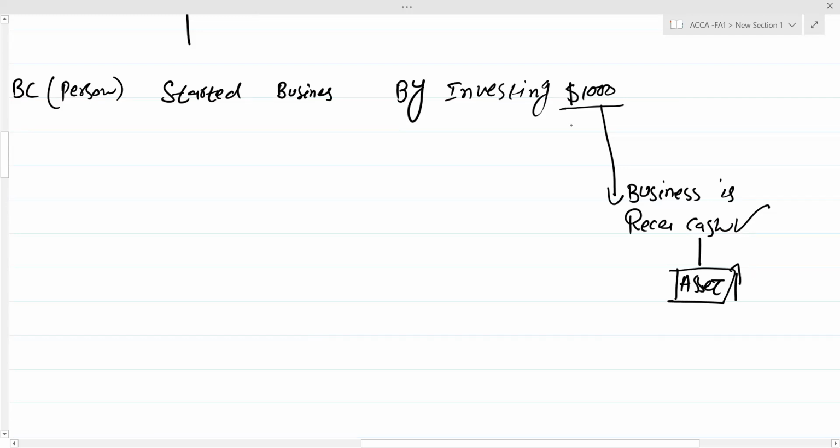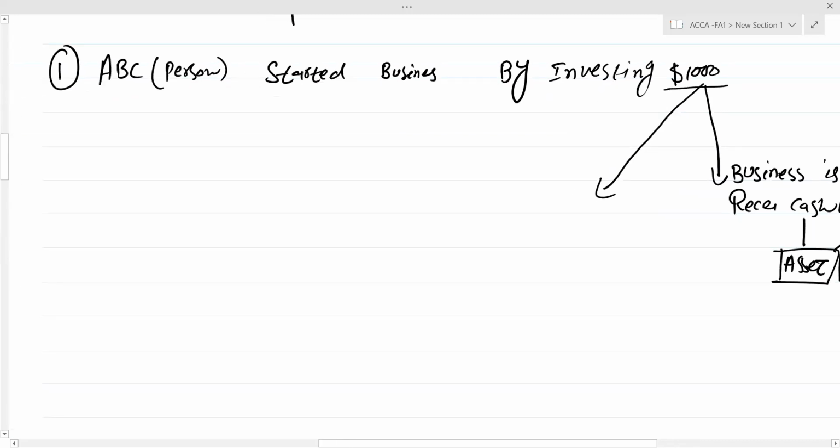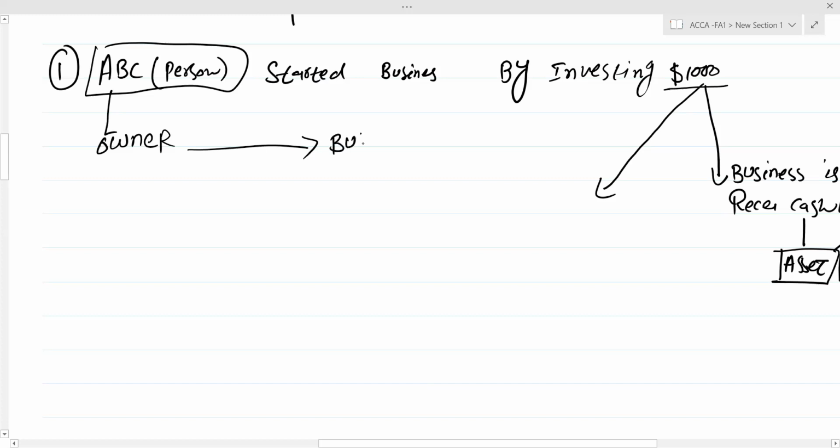Now what will be the second impact? The second impact is investment by the owner. He is the owner, and he is investing in the business. As I told you, what is capital? Investments, funds provided by the owners towards the business. So the second impact is that capital is increasing by 1000.